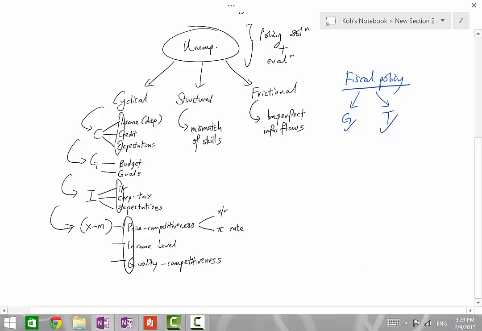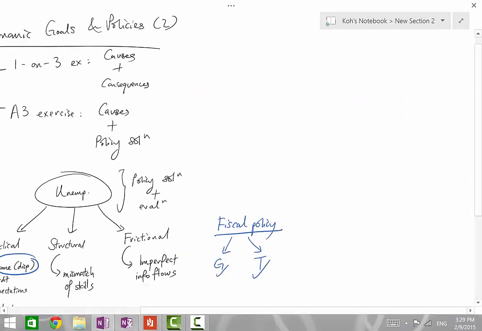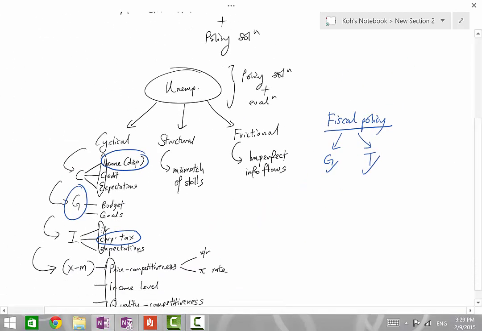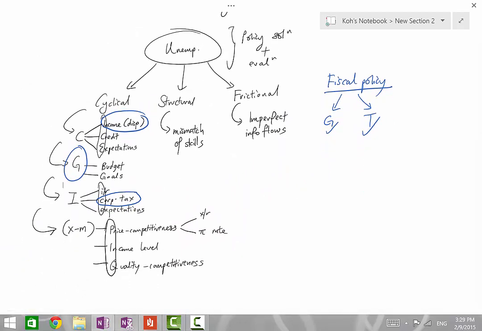If I look at cyclical unemployment, clearly the level of income tax affects disposable income. The level of corporate taxes affects investments through the cost of operations, while a change in government spending affects G directly. Now, once you've done this, you can see that the areas where you have not circled a root factor show you how or where fiscal policy cannot exert an effect.